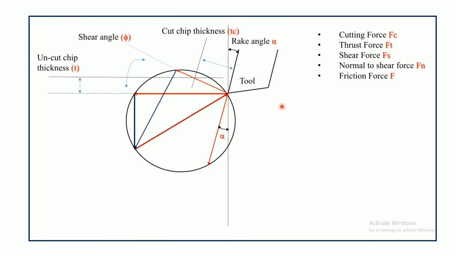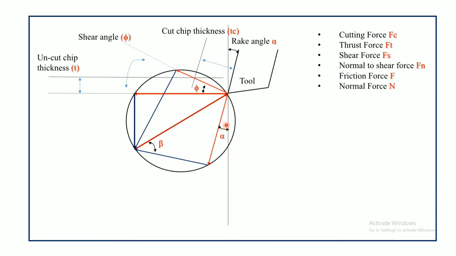Now to draw the friction force, we can draw a line which passes through the tool face and intersects the circle somewhere. Now draw a perpendicular line joining the resultant, which is the normal to friction force. We can also measure the coefficient of friction by using the tan beta relationship.